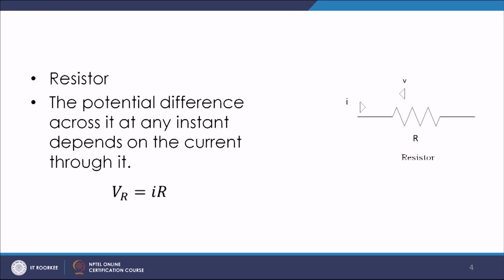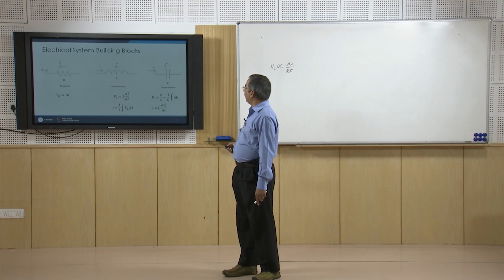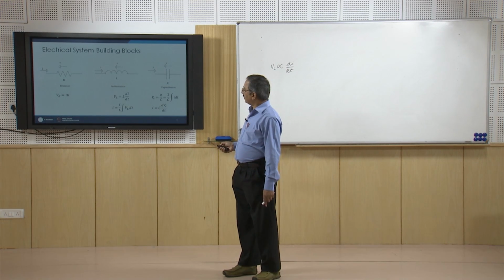So, these are the three basic building blocks which are used in writing the system equations for any electrical system. Here I summarize the electrical system building blocks. This is a resistor.